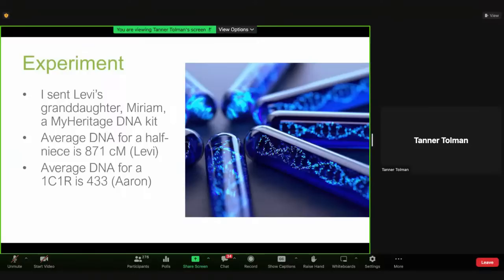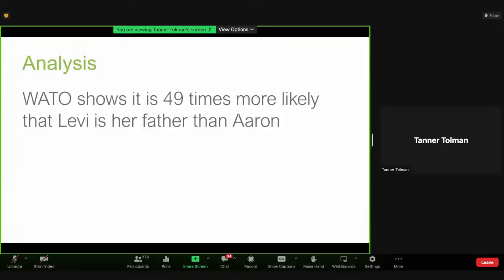So the results came back, and Miriam and Joan share 890.9 centimorgans. So we put this into the Shared Centimorgan Project, and what are the odds? What it shows is that it's still technically ambiguous, but that it is 49 times more likely that Levi is the father and that Miriam, who tested, is a half niece. So 49 times more likely, that's basically a 98% chance that Joan is the daughter of Levi, Levi being the family man.